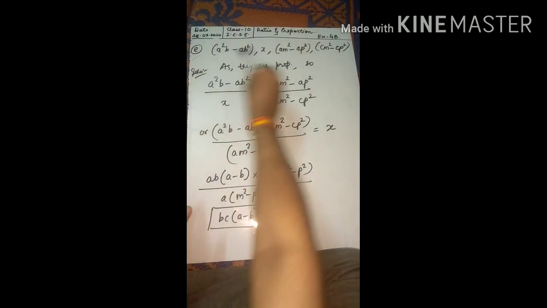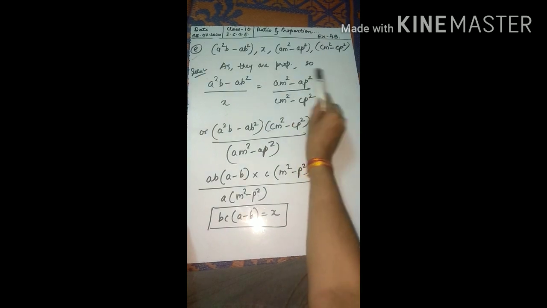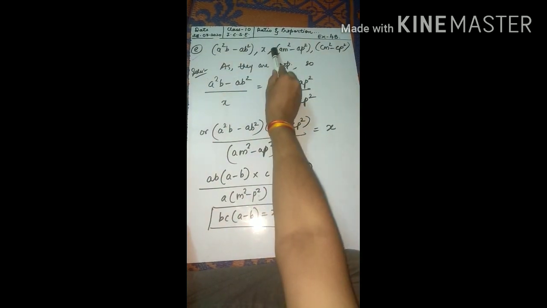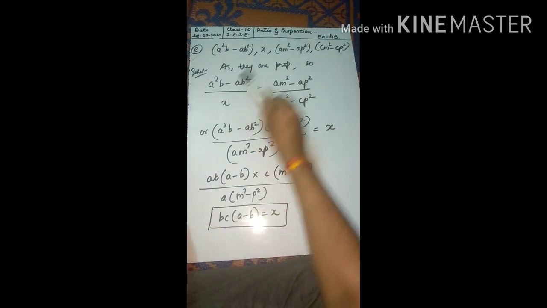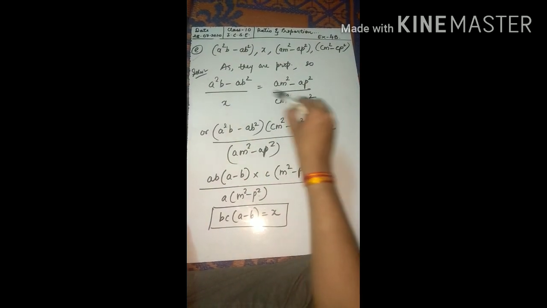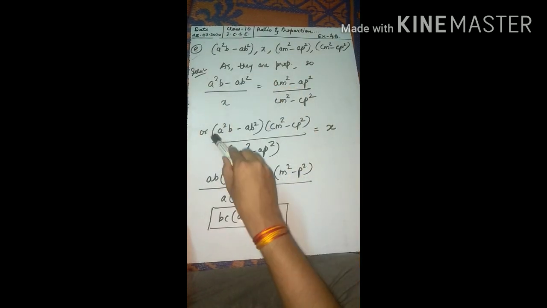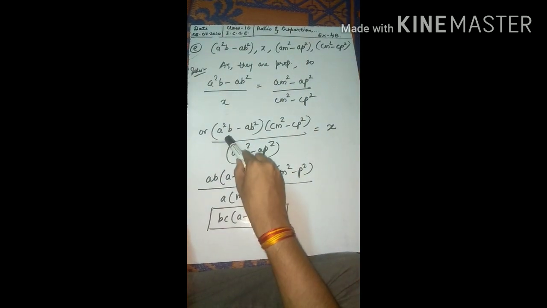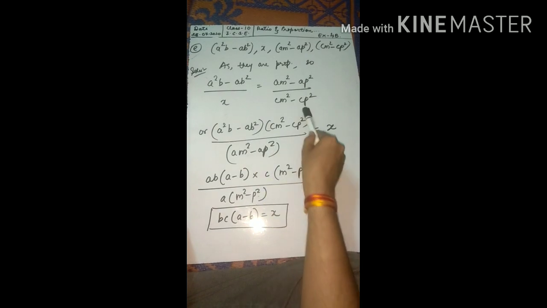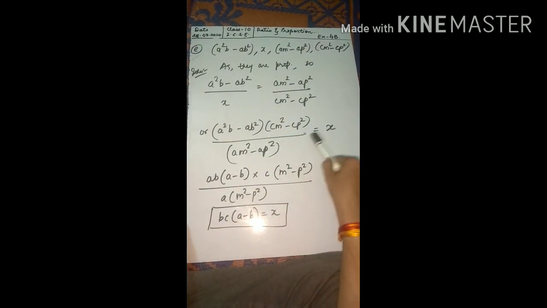This is the question given to us. The four quantities are in proportion, so this upon this is equal to this upon this. Here we have x on this side, and this term here, c m square minus c p square, will come here. So here a square b minus a b square, and this one here, c m square minus c p square, upon this term is equal to x.